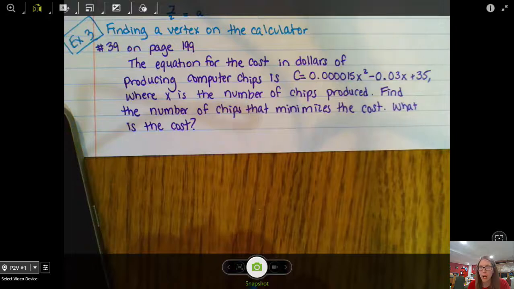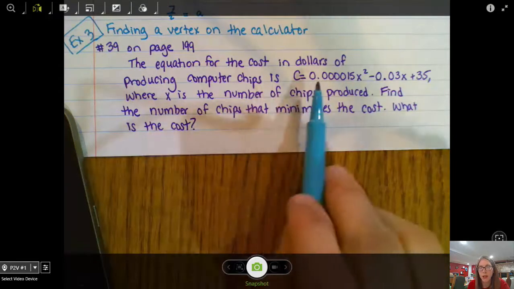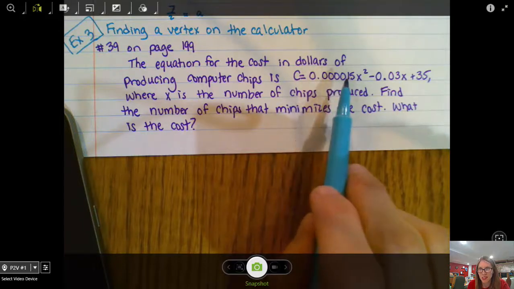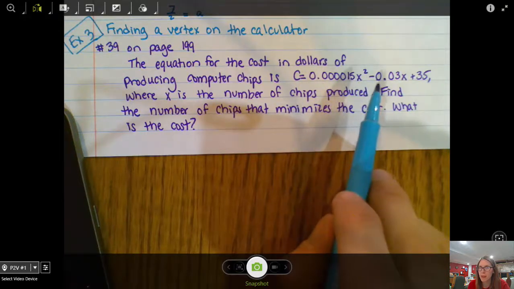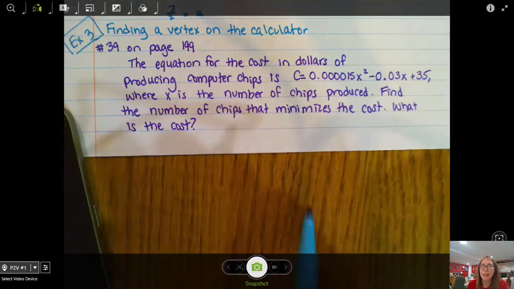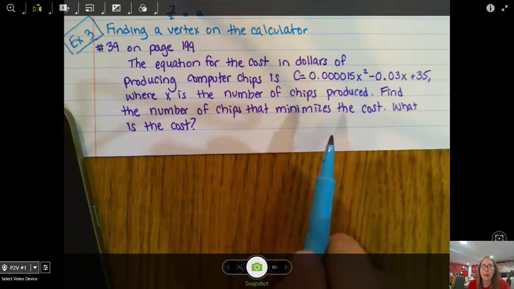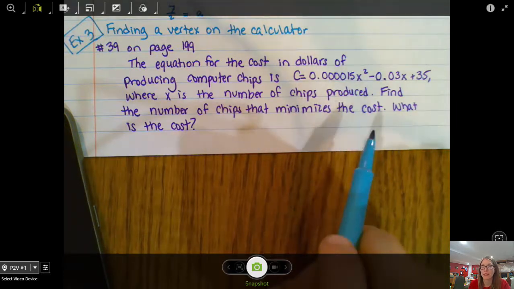The equation for the cost in dollars of producing computer chips is C equals 0.000015x squared minus 0.03x plus 35, where x is the number of chips produced. Find the number of chips that minimizes the cost. What is the cost?